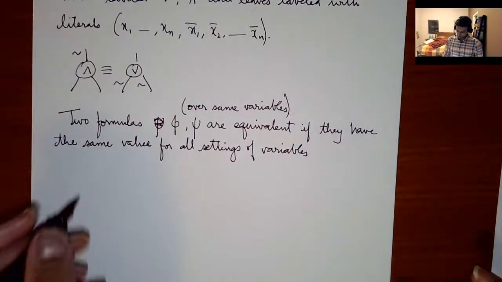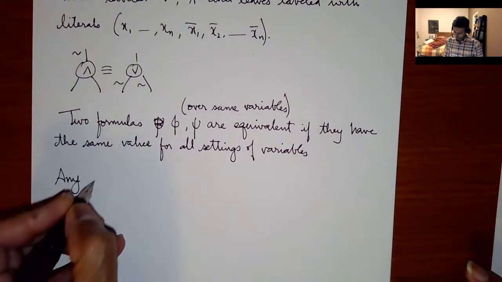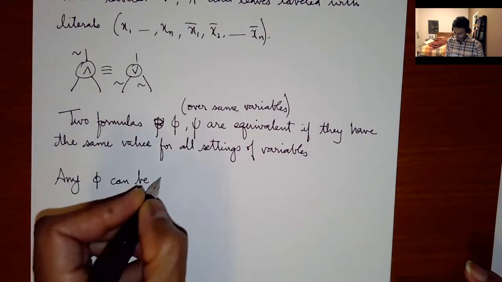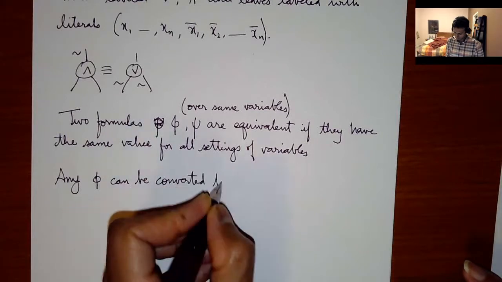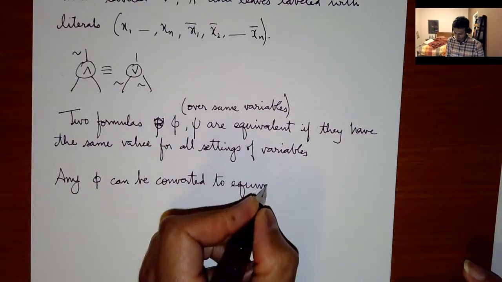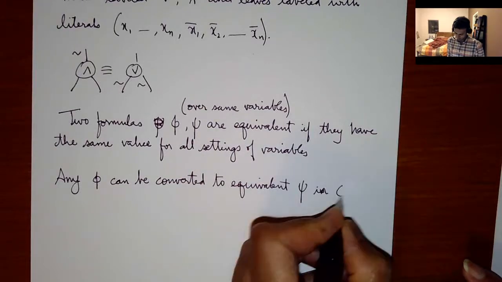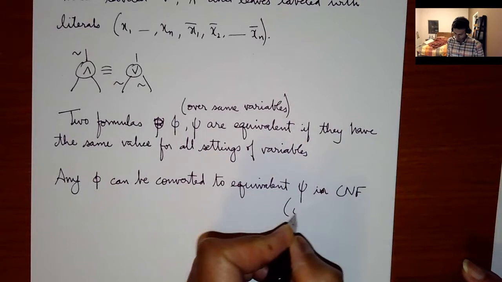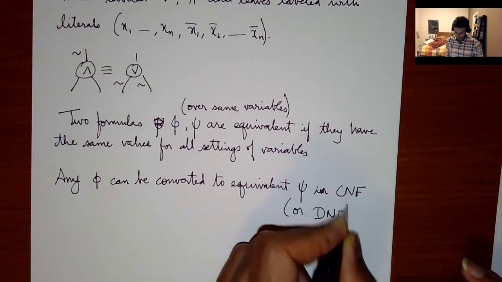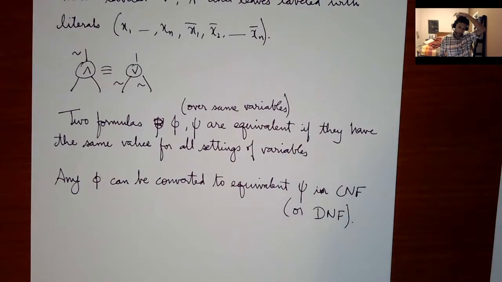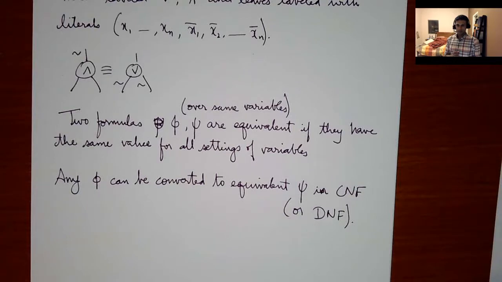And of course, any phi can be converted to an equivalent C in CNF or DNF. Right? So you can convert anything to conjunctive normal form or disjunctive normal form using De Morgan's law and the distributive property. So any phi can be converted to an equivalent phi in DNF.